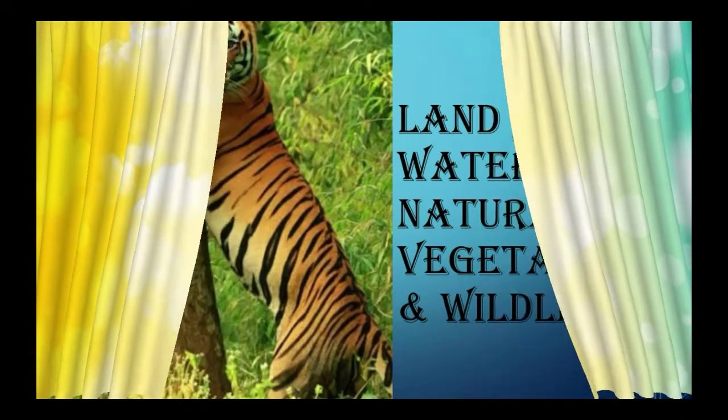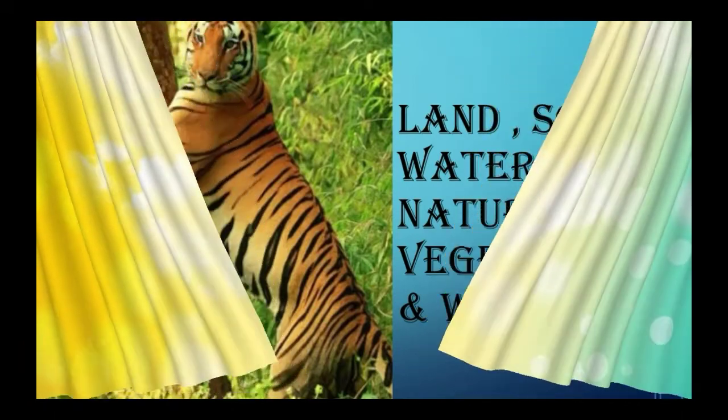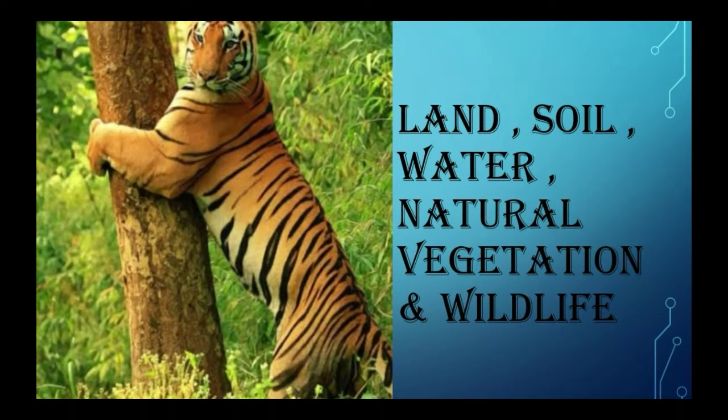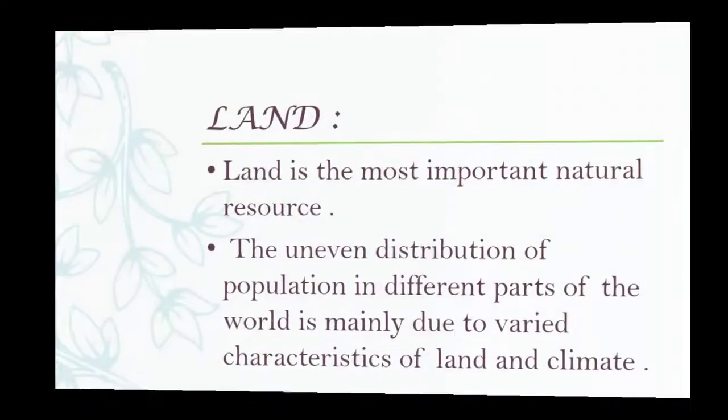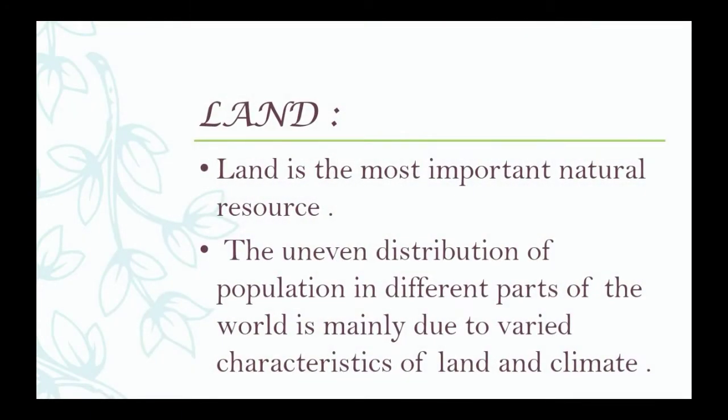In this video we are going to learn a new chapter, that is land, soil, water, natural vegetation and wildlife resources. First, land. Land is the most important natural resource. The uneven distribution of population in the different parts of the world is mainly due to the basic characteristics of land, climate and water.